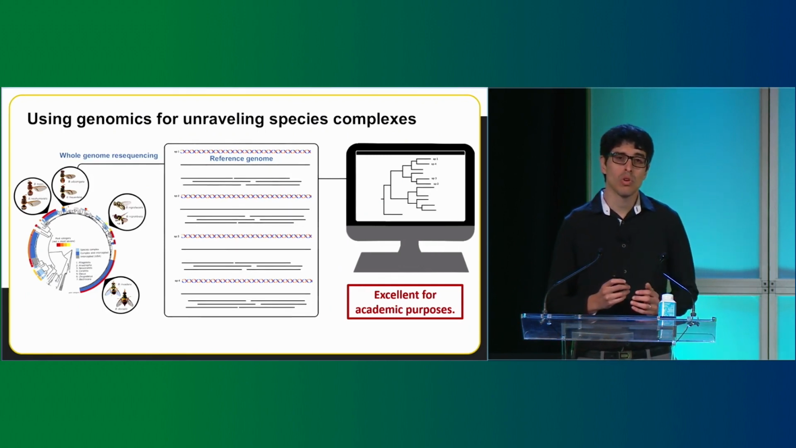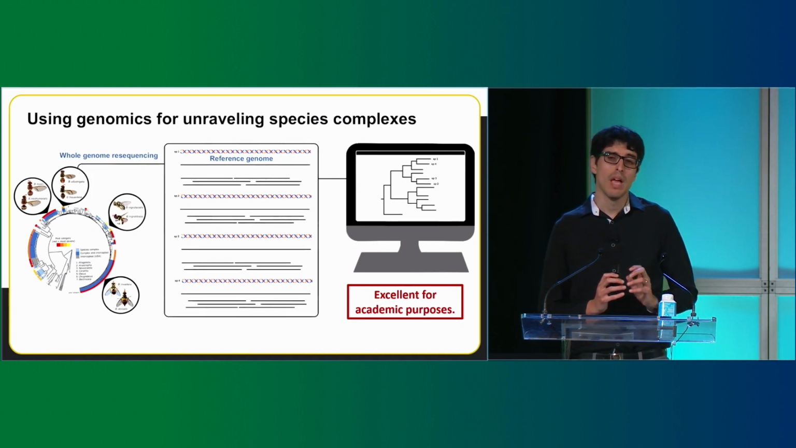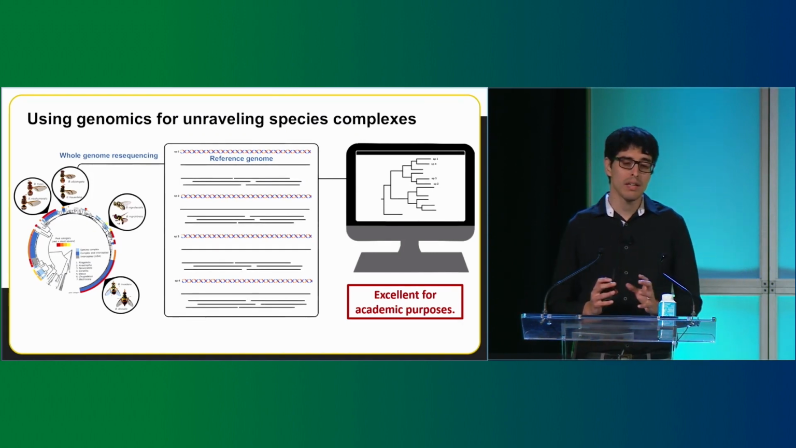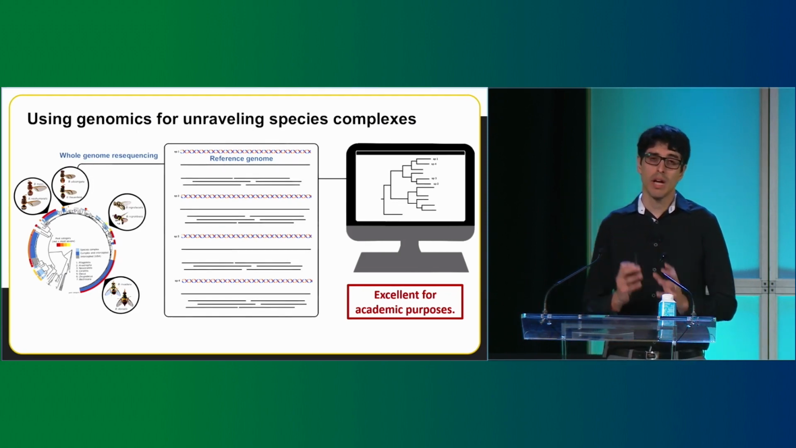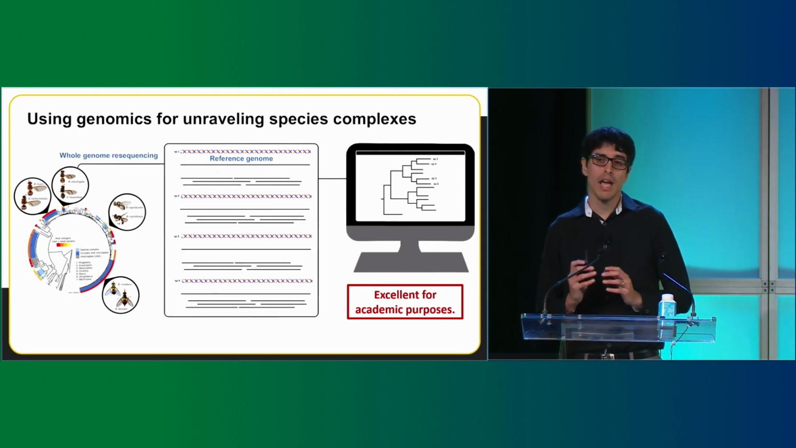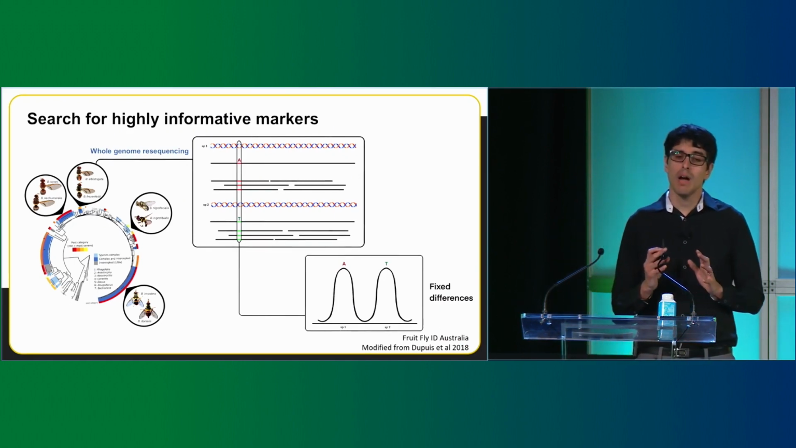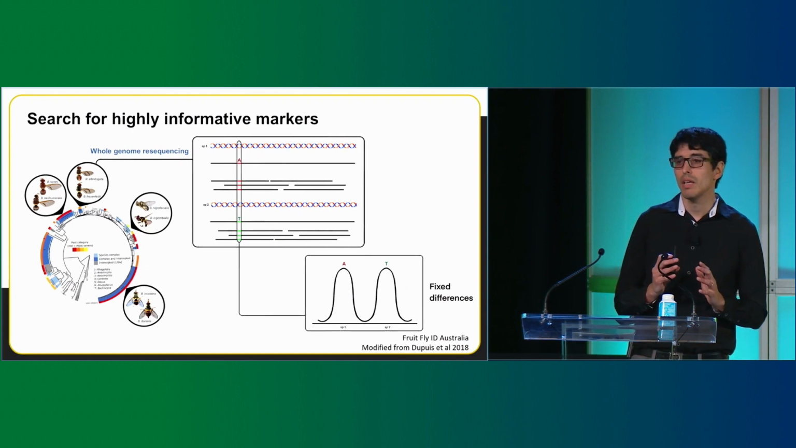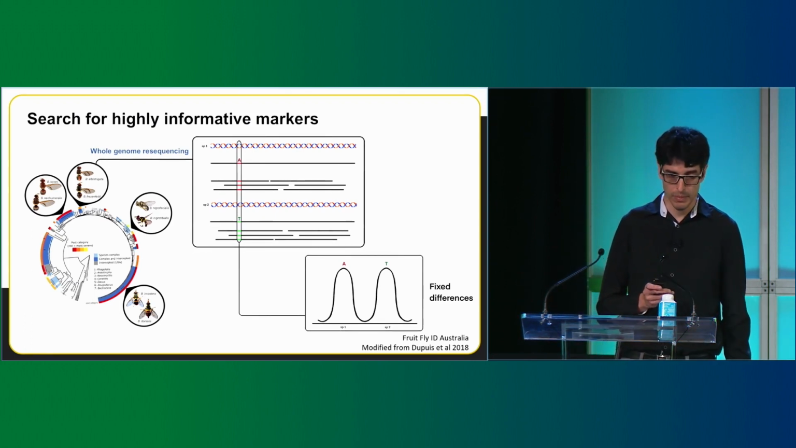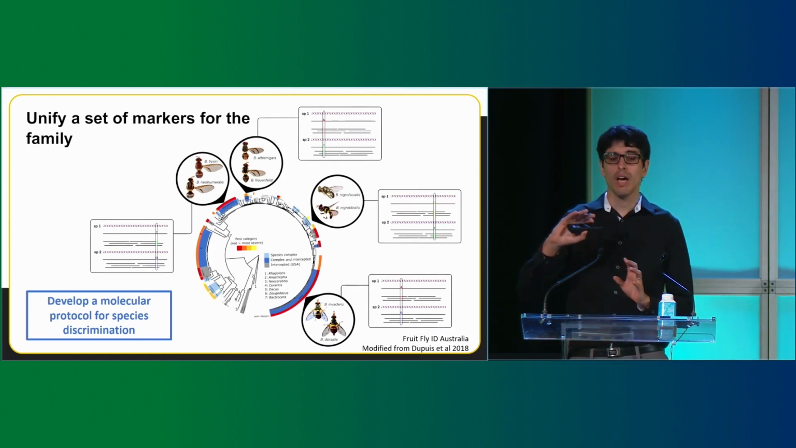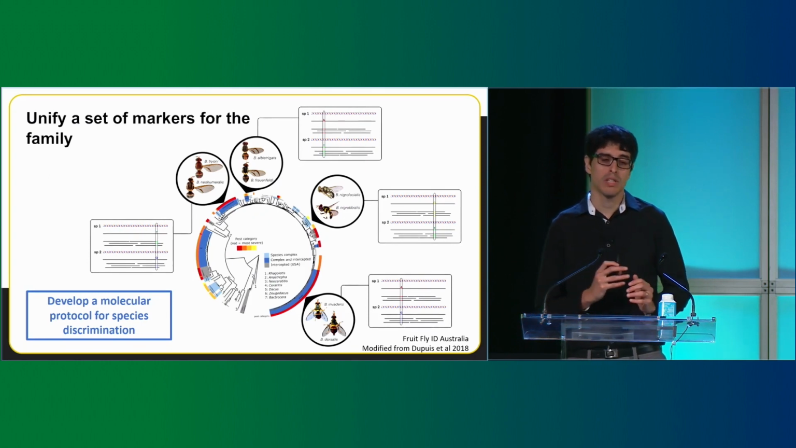So what is our plan to solve this problem? First of all, we need to identify all of these complexes across the phylogeny, and then design a population genomics study to understand which forces are causing this problem, and then we can determine the boundaries of each species. This is excellent for academic purposes, but how can we apply this knowledge? So here are the markers that we are looking for. We need to find some SNPs that are fixed or nearly fixed in each species. And then we would have the information for all of the complexes in the family, and then we can develop a protocol for species identification.